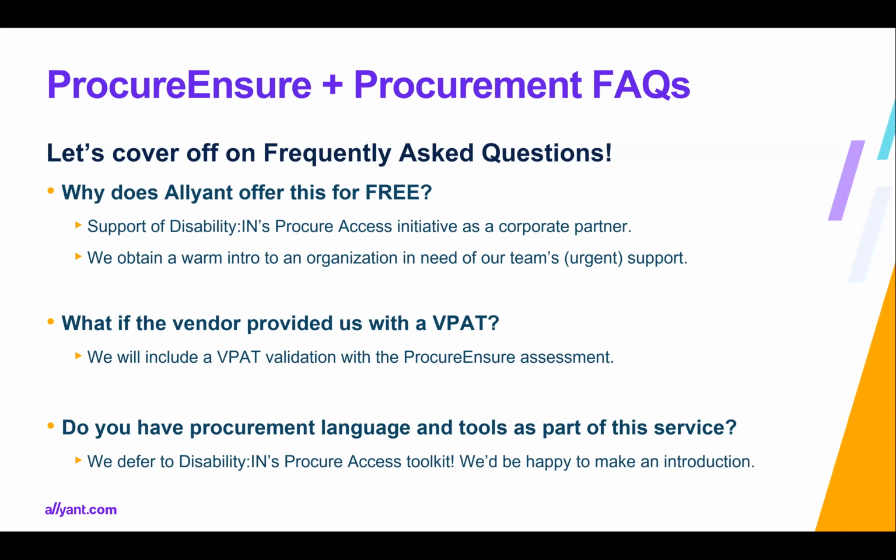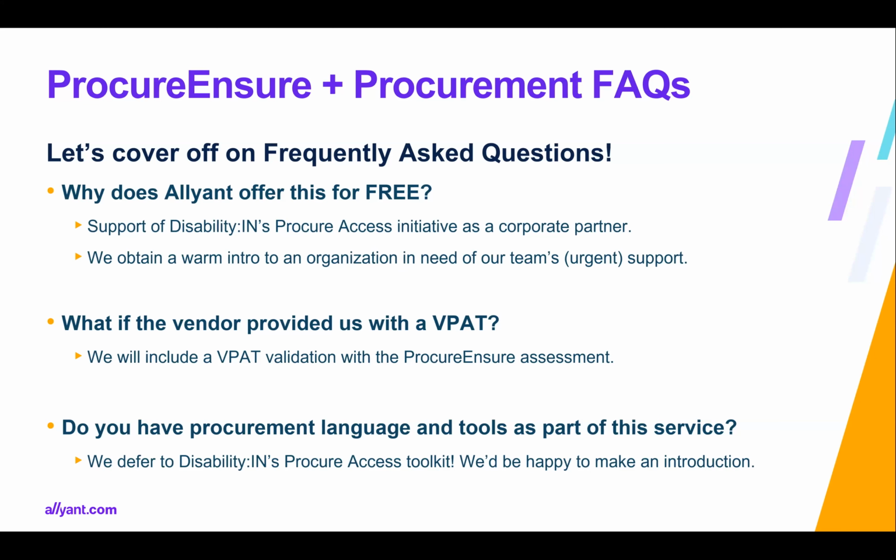And we saw a gap in something that they are doing that's really helping the market, and we could fill that void. That was where ProcureEnsure came from: talking with the Disability:IN team and the Disability:IN community about where Procure Access is becoming a challenge, or what the gap there is. So that was the number one thing, really standing up as a corporate partner and living out that corporate partner mentality of Disability:IN and the amazing work they're doing.